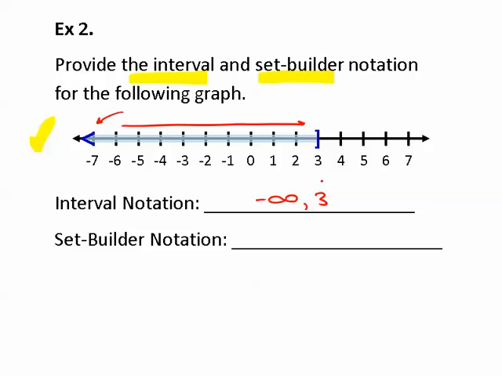Now, what symbols do we use on the end? Because it includes 3, remember, the bracket means inclusive. So we have to make sure that when we're writing interval notation, we use the bracket. Well, -infinity, we can never get there, so we have to use a parenthesis there. So once again, a parenthesis always has to be used whether it's infinity or -infinity.